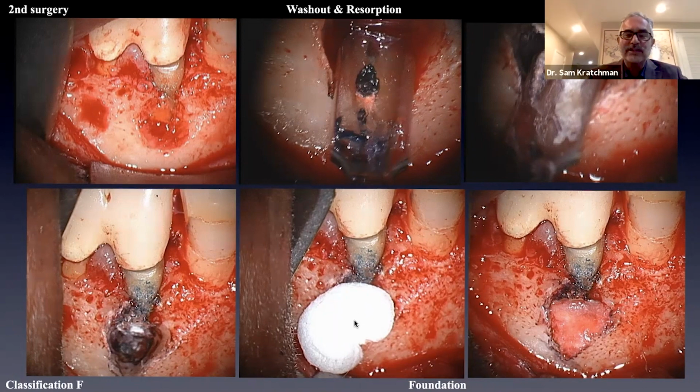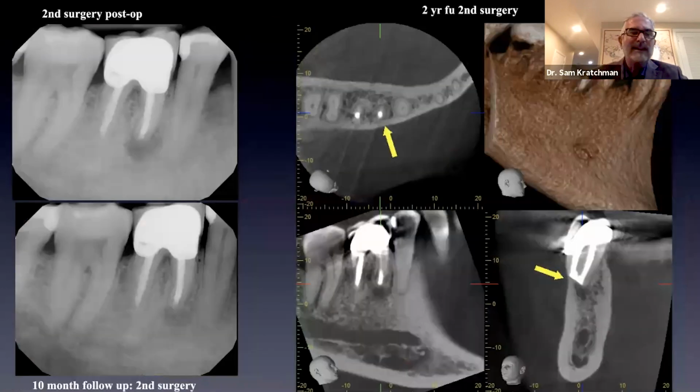So the foundation looks like a styrofoam plug, if you would. You moisten it with saline, then you mush it in there, and now it fills that space. If you want to cover it with a piece of collagen or some membrane, you can, but this actually can act as both a graft and a membrane.